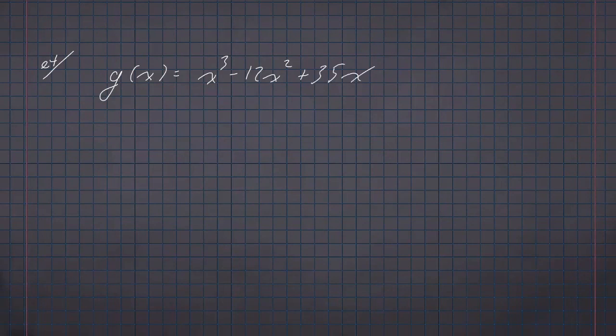And with that, let's turn it to something for you to try. Consider the function g of x is x cubed minus 12x squared plus 35x minus 16.